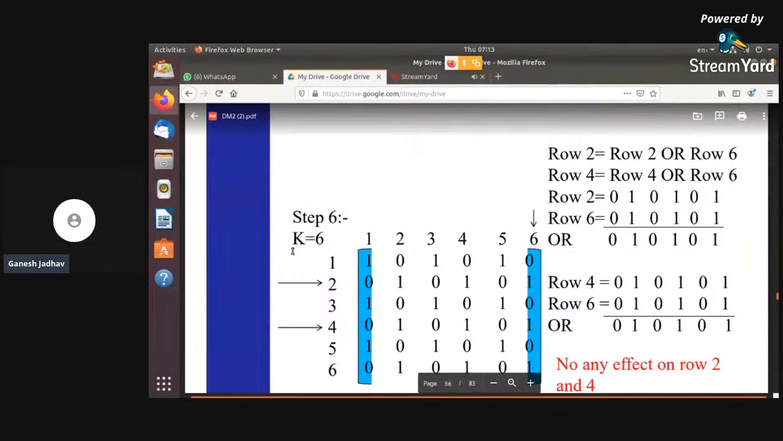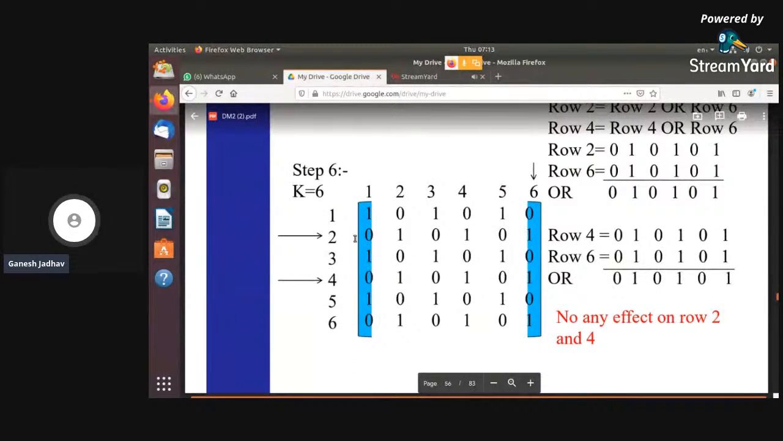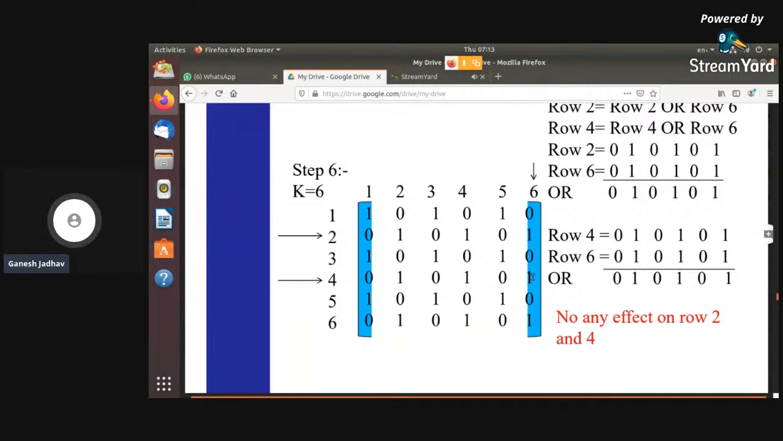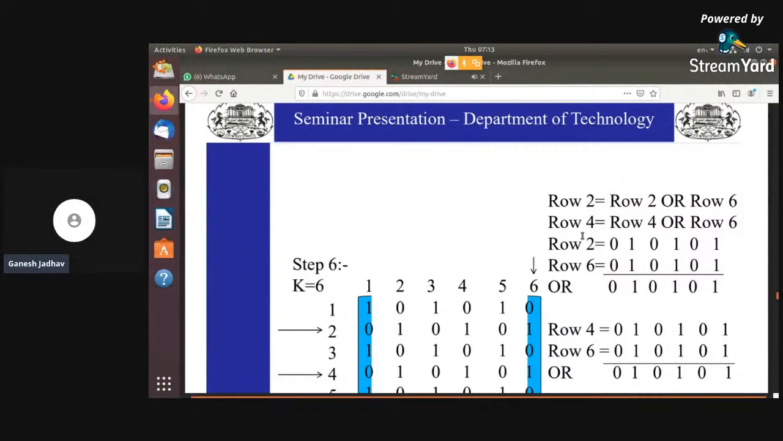Then k6. Okay, so you can find out where there is 1. In k6, your second row and fourth row also have 1. So modified rows are row 2 and row 4.